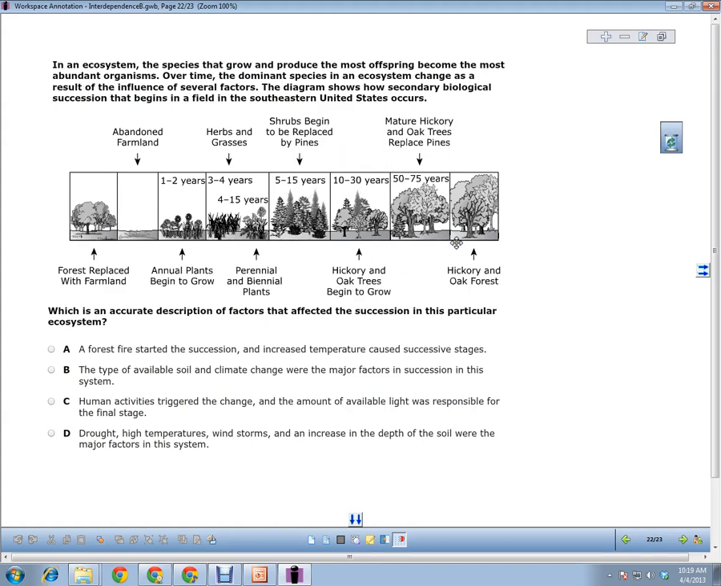So ecological or biological succession is simply kind of when the plants and the animals take over again. There are some good videos on YouTube that go through this if you need some more help, but that's it.